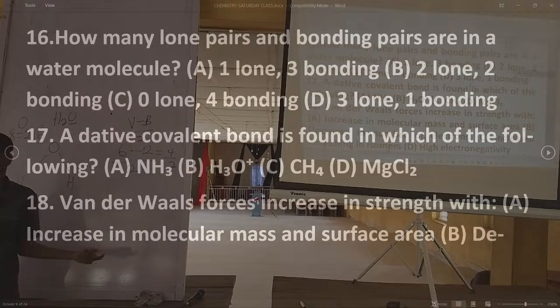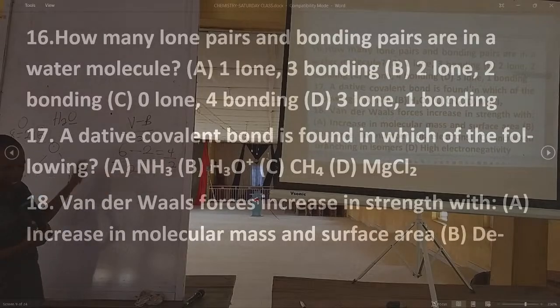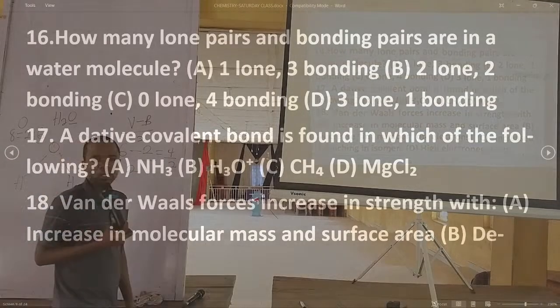How many bond pair electrons? You can see the number of bonds. That's the number of bond pair electrons. So this one bond pair, this one bond pair. The number of bonds is the meaning of bond pair electrons. If it is 3 bonds, that's 3 bond pair electrons. If it's 4 bonds, that's 4 bond pair electrons. It's as simple as that. So we know now that it has 2 lone pair electrons and 2 bond pair electrons.